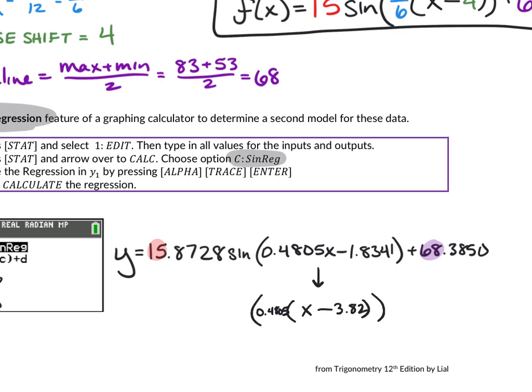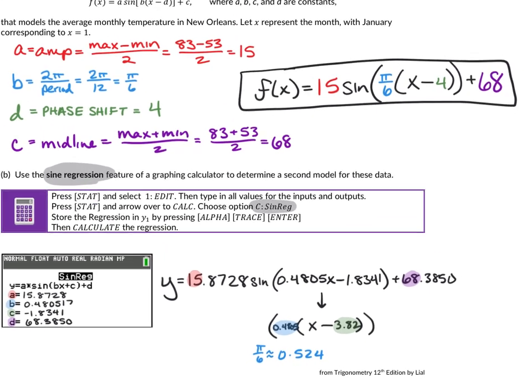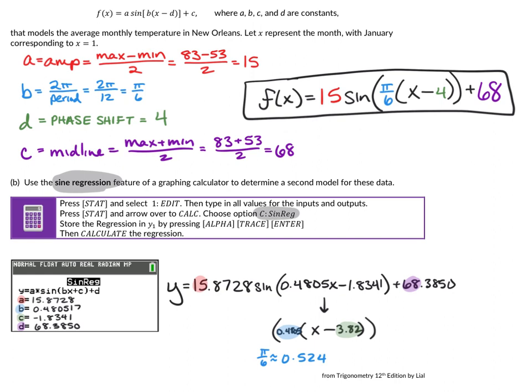Okay. Now, we said that the b value would be pi over 6. Pi over 6 actually estimates to approximately 0.524. Check out that number. That's close enough for us to be doing this by hand. And if you notice, the phase shift value we used was 4, and the calculator gives us 3.82. So our estimate, just by looking at the data, is really not that far off from the regression we get with technology, which I think is really pretty cool.